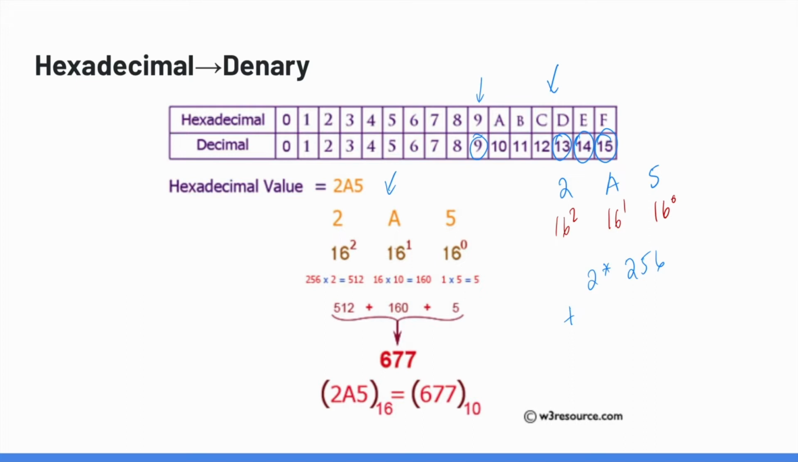plus, A is 10, so it's going to be 10 times 16 to the power of 1, which is 16, plus 5 times 16 to the power of 0, which is just 1. So really we'd have 512 plus 160 plus 5, and that's going to end up giving us 677, as we can see in our example right here. This 16 right here means it's a base 16 value, or hexadecimal, and this 10 right here means this is a base 10 value, or decimal, which is the kind of numbers that we're used to.